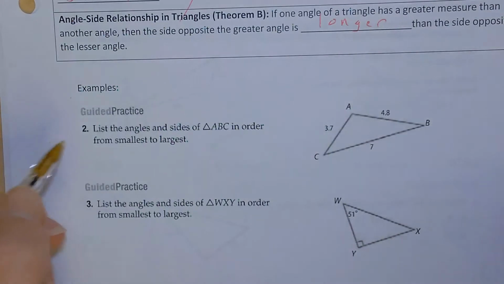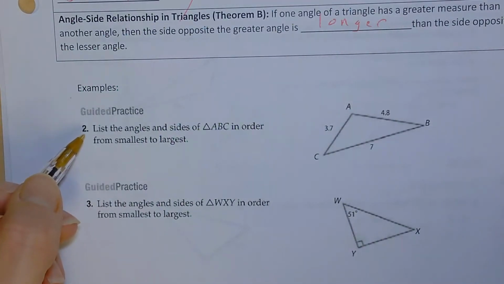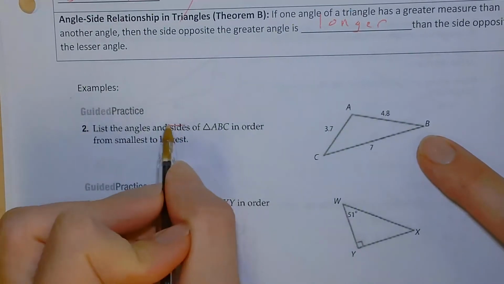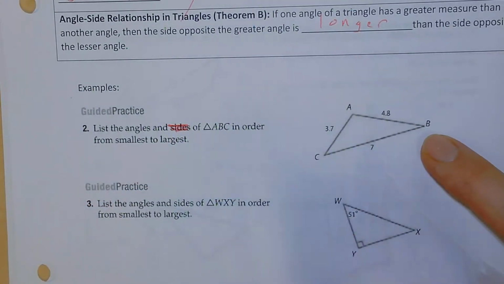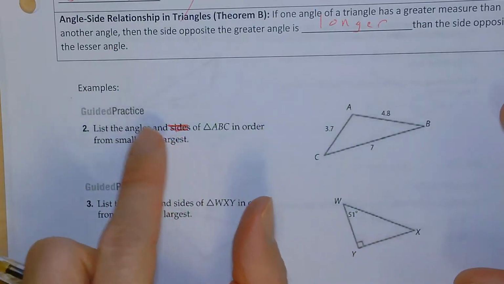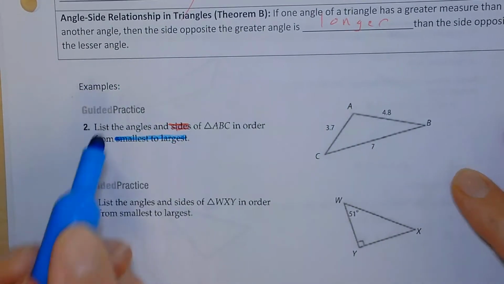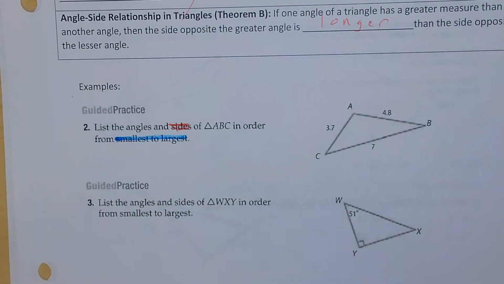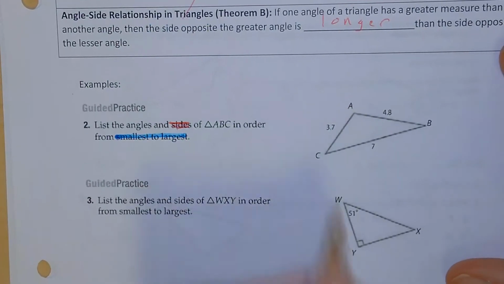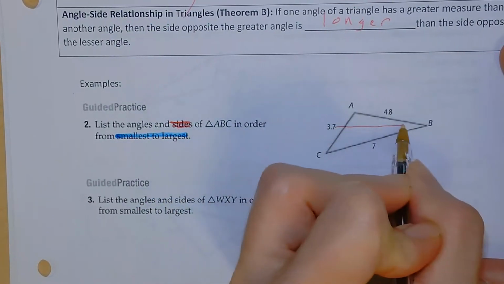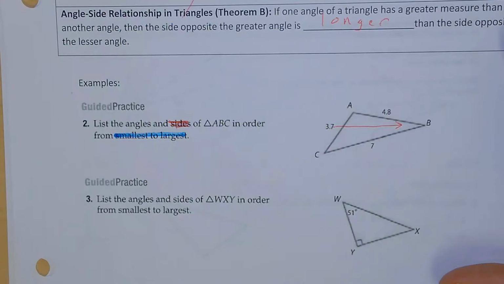So for the first example, it says, list the angles and sides in order from smallest to largest. Okay, so I'm not going to list the sides in order, because it's very obvious which side is bigger than which one. So I'm just going to practice on listing the angles. And we want them from, here's what you have to make sure you read, smallest to largest. Okay, so where is the smallest side? 3.7.